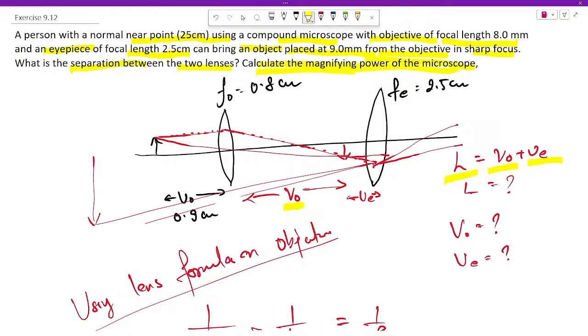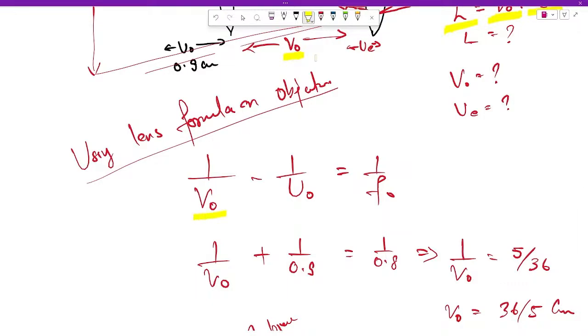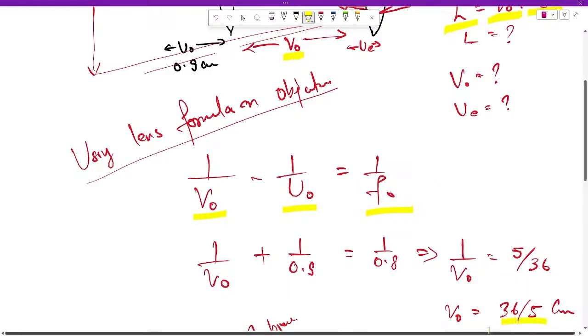So in order to find out V0 and UE, we will use the lens equation. So we know that using the lens equation on the objective, 1 by V0 minus 1 by U0 is equal to 1 by focal length of that objective. Now using these values that are given, U0 is 9 millimeter, we will use it as minus 1 by 0.9. So we will get V0 as 36.5 centimeter.